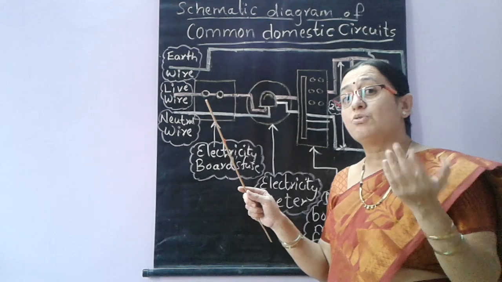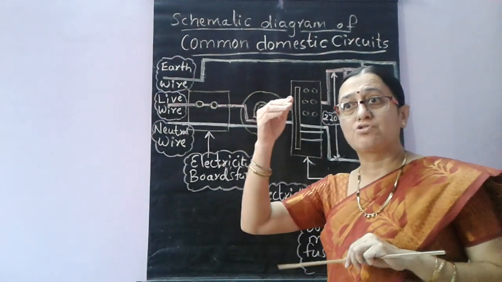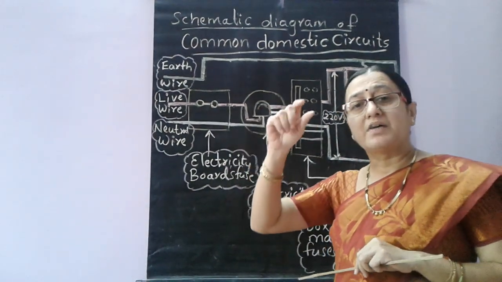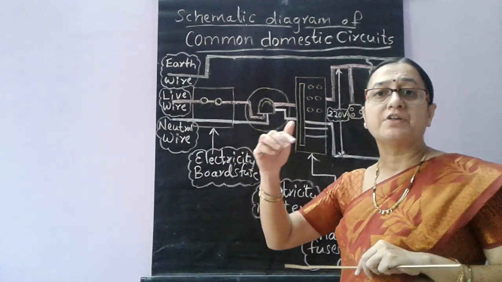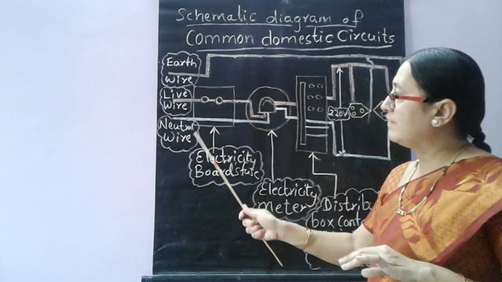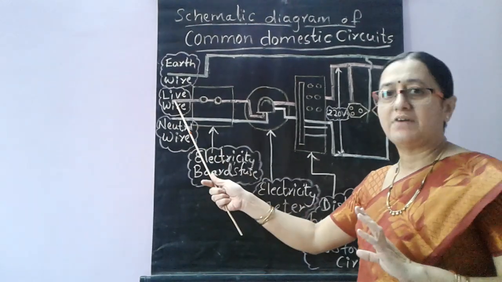Sometimes we use the word neutral fail. Usually in the morning or in the evening there will sometimes be low voltage. The low voltage is mainly because of failure of the neutral wire. So this neutral wire is also important along with the live wire.